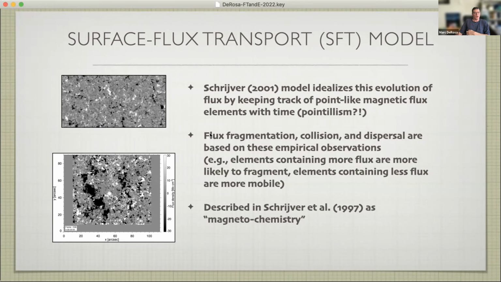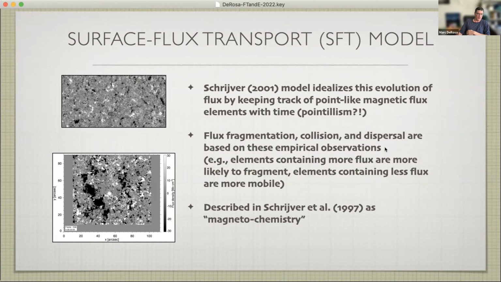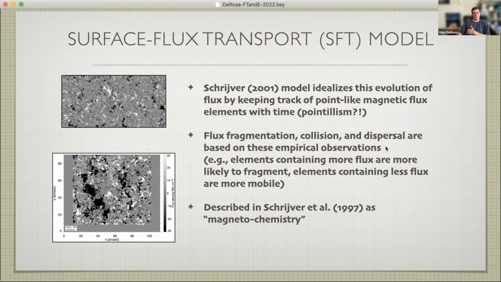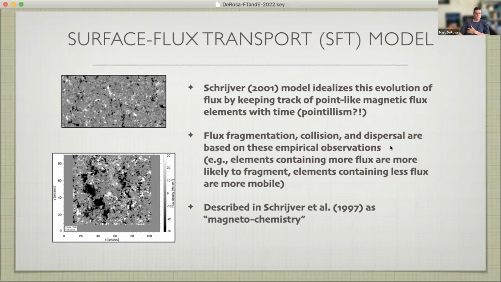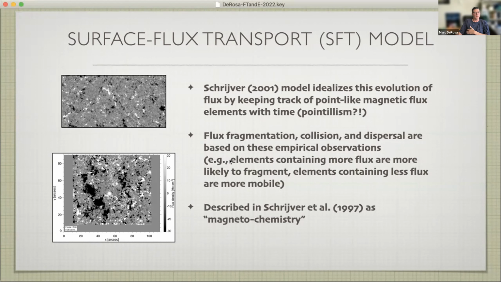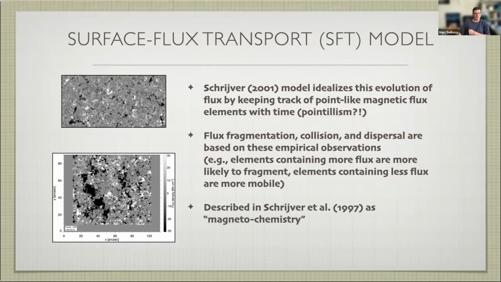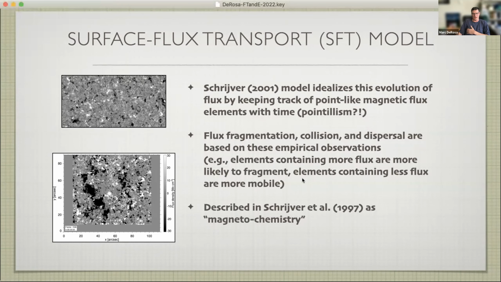embedded in Carl's surface flux transport model, we have schemes that define how flux fragments and collides and disperses based on the observations that were done here by the Lockheed group, mostly during the MDI era, I believe. There's definitely some correlations with the amount of flux in the element and things like how likely it is to fragment and how mobile these concentrations are. And so all of these things are sort of parameterized and built into this point-like surface flux transport model.